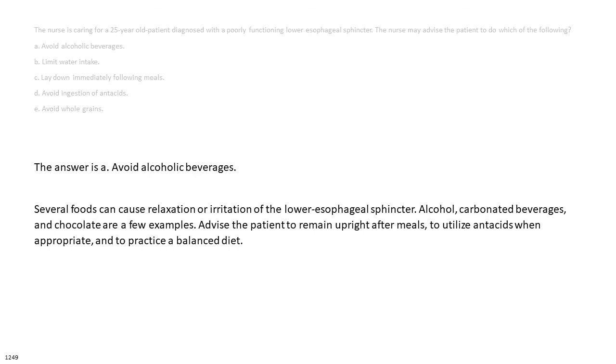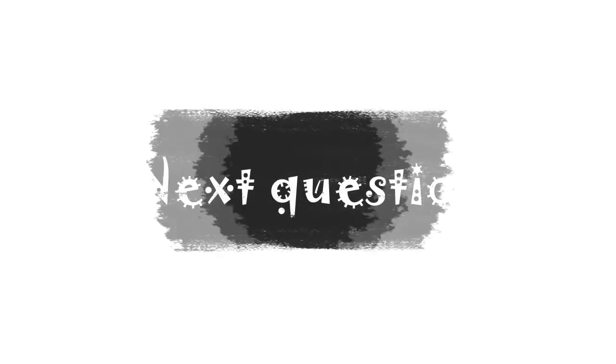The answer is A. Avoid alcoholic beverages. Several foods can cause relaxation or irritation of the lower esophageal sphincter. Alcohol, carbonated beverages, and chocolate are a few examples. Advise the patient to remain upright after meals, to utilize antacids when appropriate, and to practice a balanced diet.